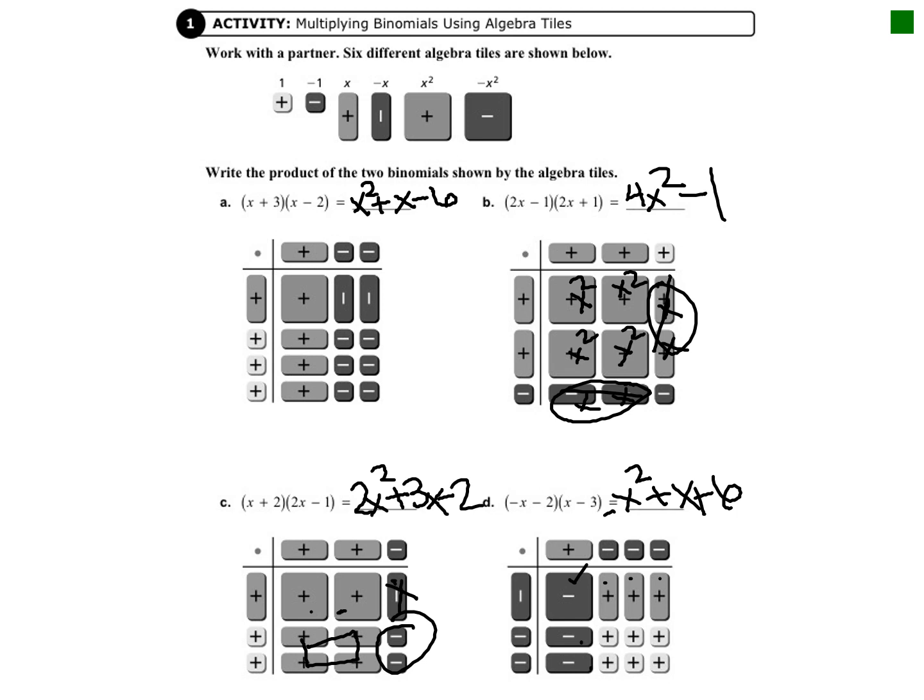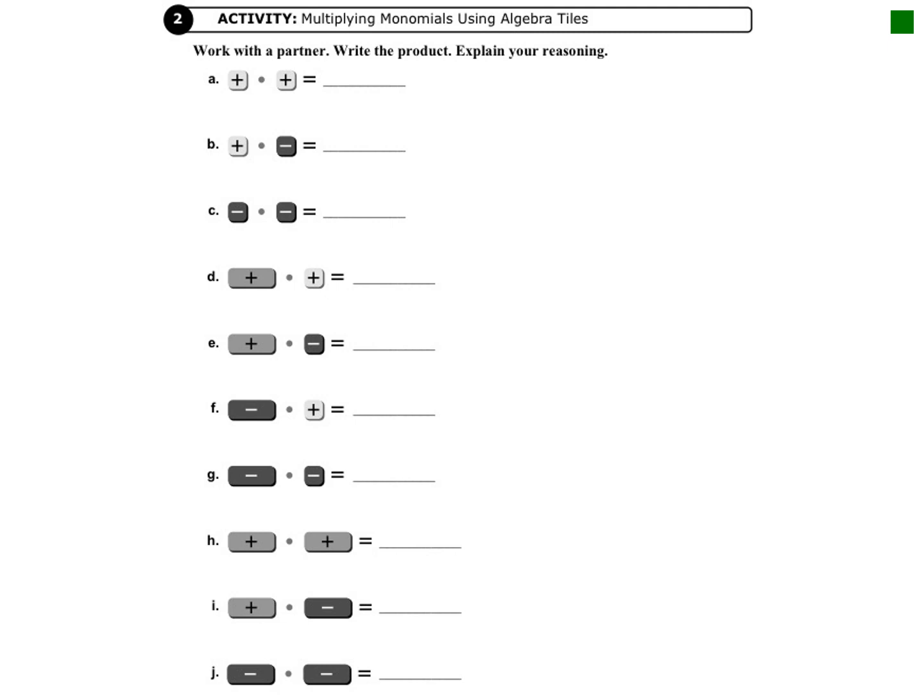You do want to be going past the algebra tiles into what we're going to get into next. So let's talk about what to do when you have a 1 times a 1. 1 times 1 is 1. What if you have a 1 times a negative 1? 1 times a negative 1 is negative 1. What if you have a negative 1 times a negative 1? You get a 1.